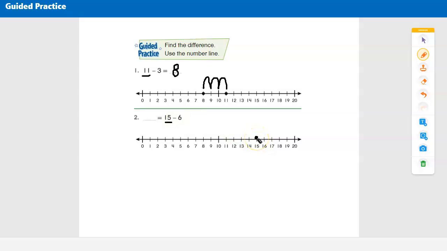So let's do it. We'll jump back 1, 2, 3, 4, 5, 6. So we started at 15, jumped back 6 places, and that brought us to what number?